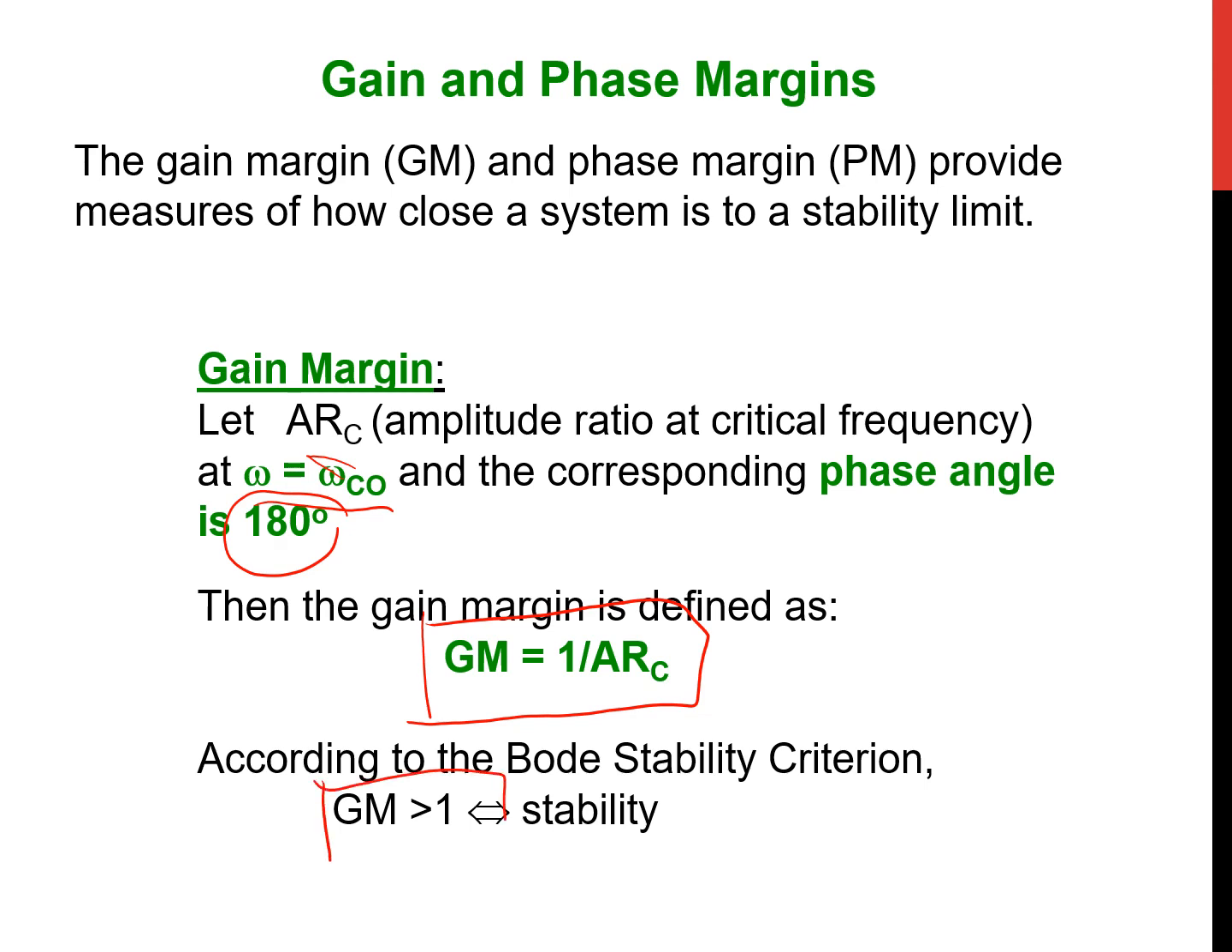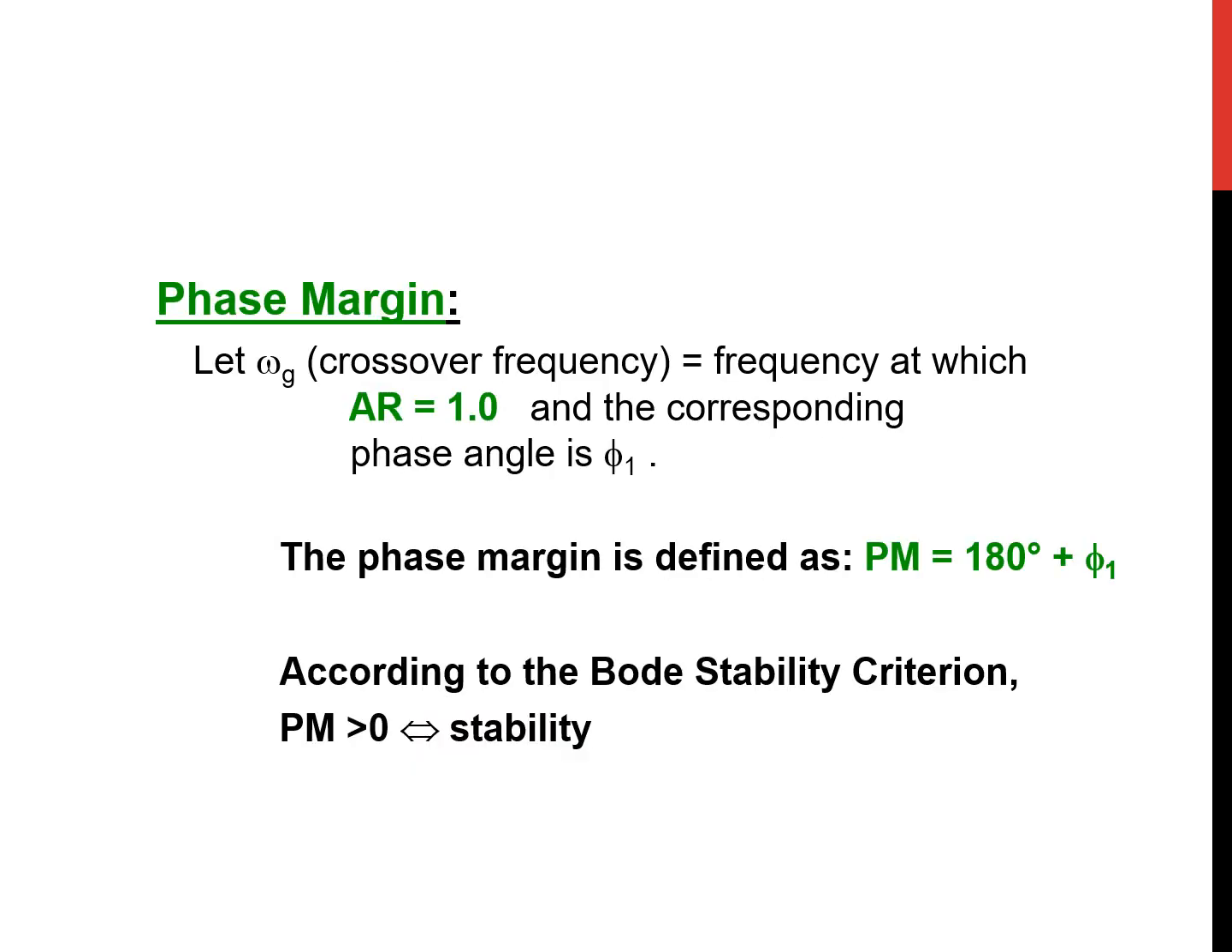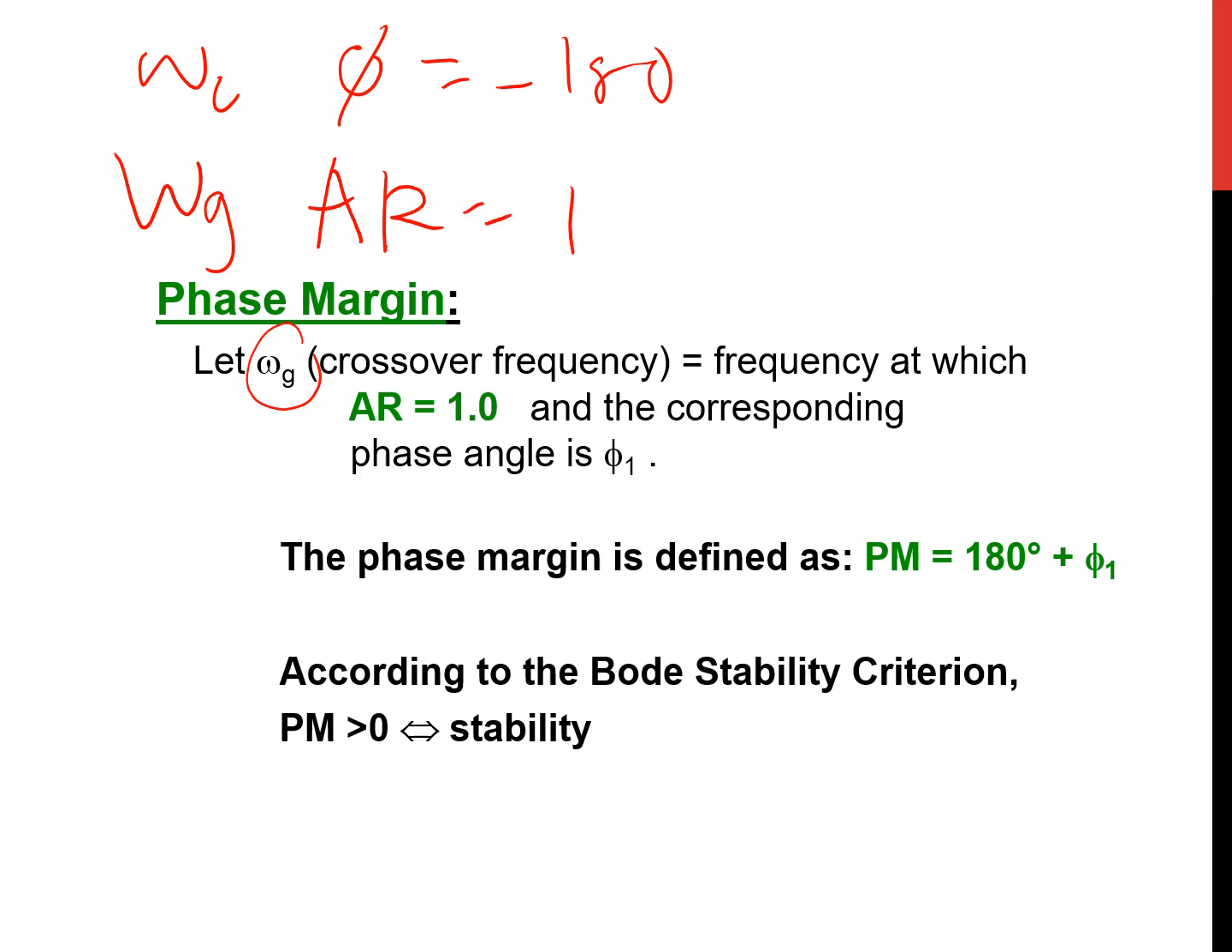If the GM is greater than 1, then the process is stable. This is based on the gain margin criterion. For the phase margin, we have another frequency, WG, the crossover frequency at which AR equals 1. Remember that WC happens at angle negative 180, while WG happens at amplitude ratio equal to 1. This is the difference.